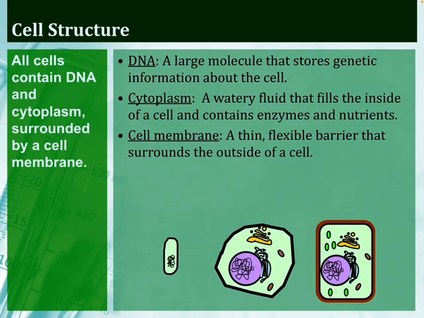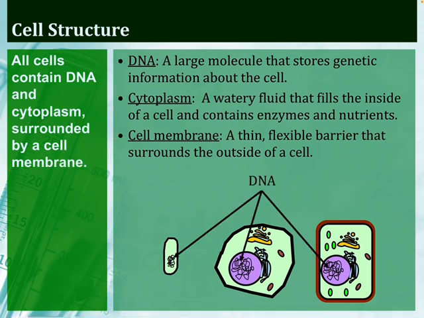So the first thing that I want to talk to you about is the cell structure and what is found in all living cells. So all cells contain the following three things. You're going to have DNA, you're going to have something called the cytoplasm, and you're going to have a cell membrane. So DNA, cytoplasm, cell membrane. These three things are found in all cells.